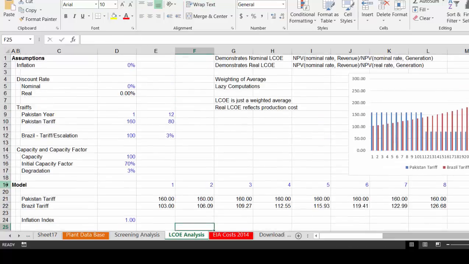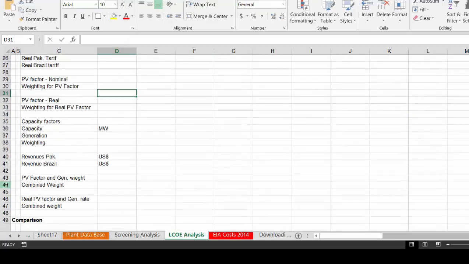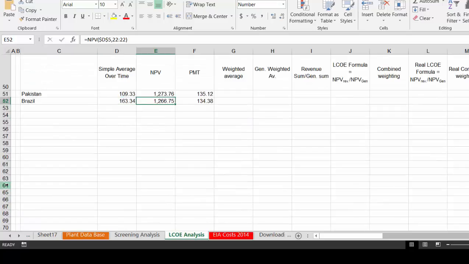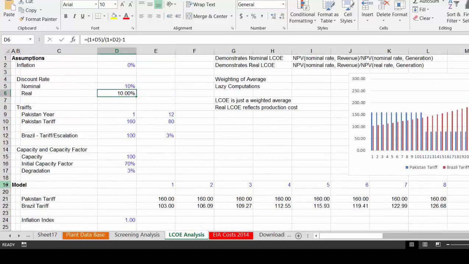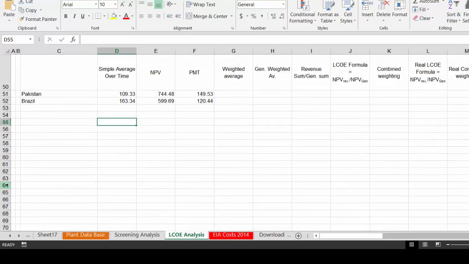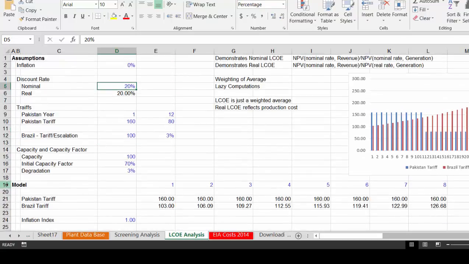Now, of course, I don't know if "of course" is the right word to use here. If I would change the discount rate to 10%, then suddenly Brazil has become a little bit cheaper because the present value is a little bit lower. And let's put 20%. And now Brazil is quite a bit cheaper. So we're just weighting the further out years, where Pakistan was lower by a lower amount.